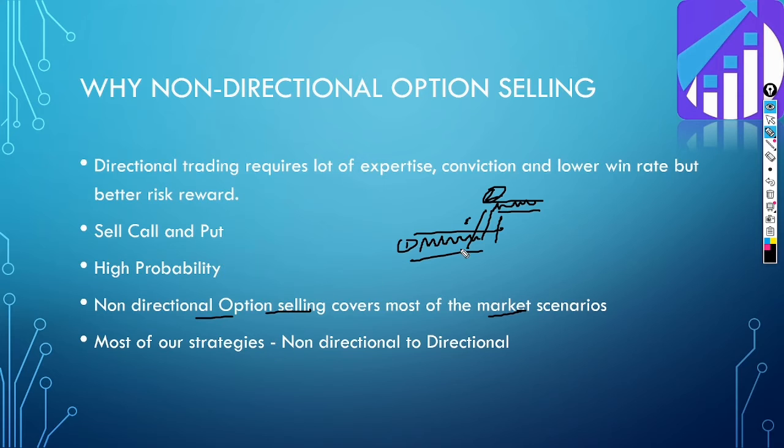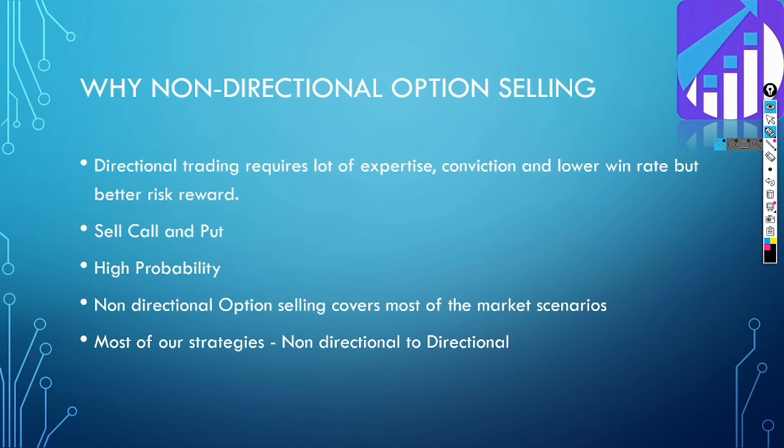And sometimes, you know what happens? Sometimes the market becomes directional. So it will go like this. It will keep on going like this. Then after that, like this. So here, some of our strategies become directional from non-directional. So we'll capture this trend also and we'll be able to make profit. So most of our strategies are non-directional to directional. What do I mean by that? Here we are non-directional. After the market takes a direction, our strategy also becomes directional. So we'll make profit in this scenario, but if it comes back down, there is a chance we will make a loss or close cost to cost. So it's a dynamic strategy. That is why we do it.